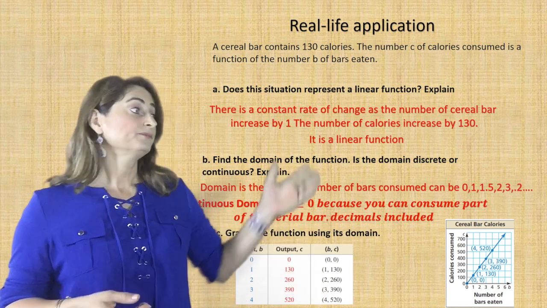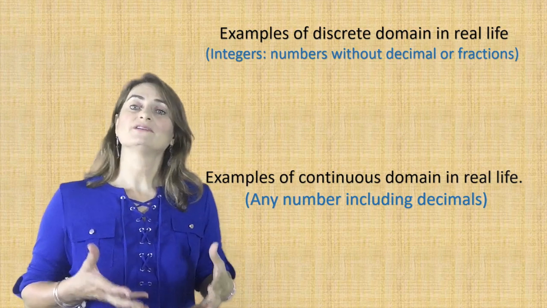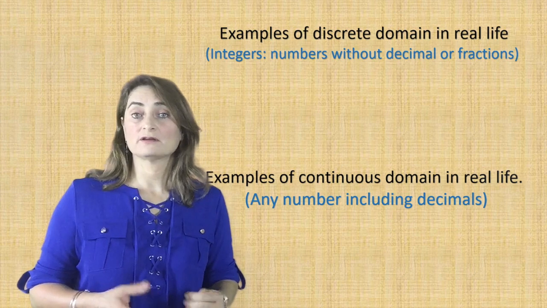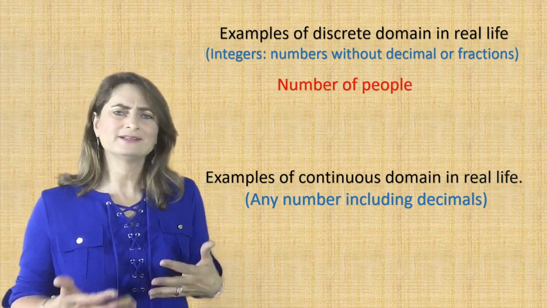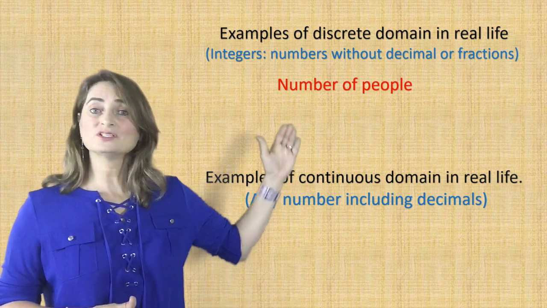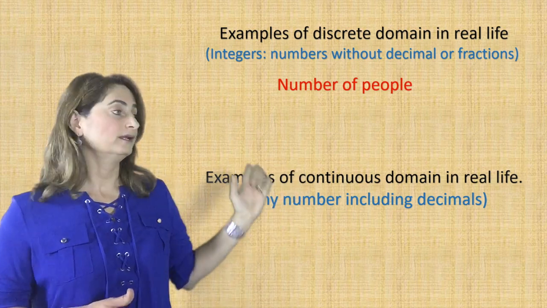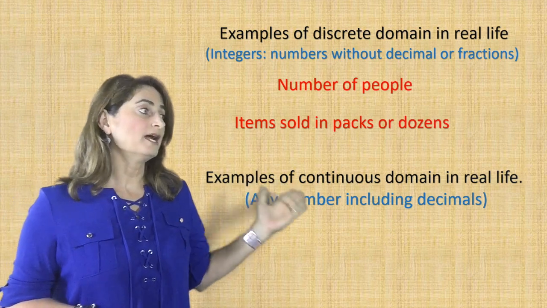In conclusion, examples of discrete domain in real life are anything where you have an integer, numbers without decimals or fractions. For example, if you talk about people, can I cut a person in half? Or can I have 3.5 people? You can't. Those are discrete, so you have to have the integer or the full number of people. Another example, when you need to come up with your own examples for real life, such as items sold in packs or dozens.